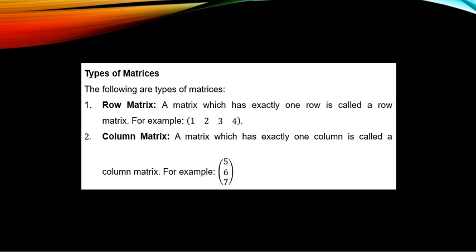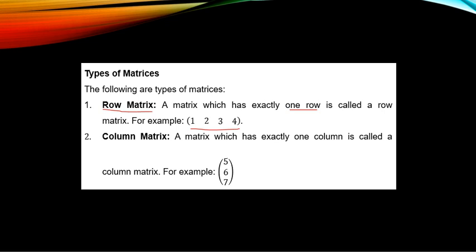So the next is types of matrices. The following are types of matrices. The first one is the row matrix, a matrix which has exactly one row. Exactly one row is called a row matrix. For example, you can see the elements 1, 2, 3, 4. They are enclosed in a round bracket. That makes it a row matrix. That is the horizontal component, just one of it.